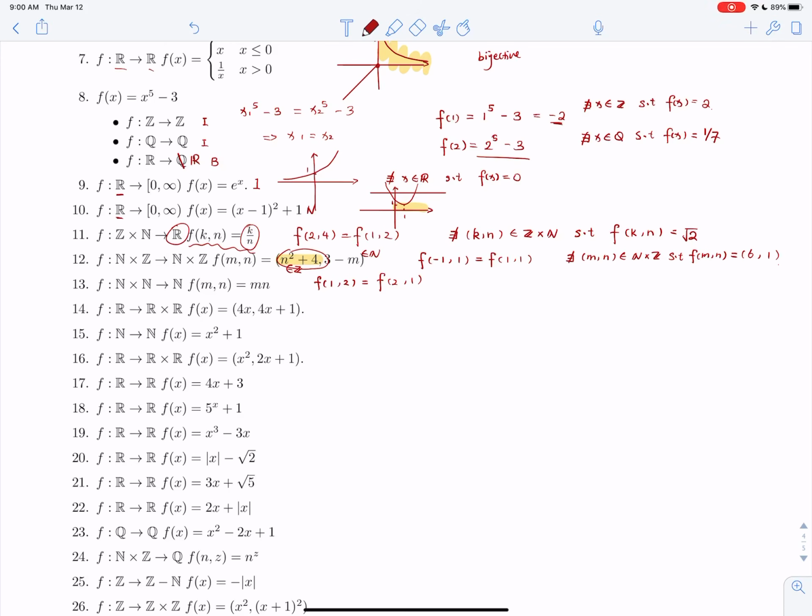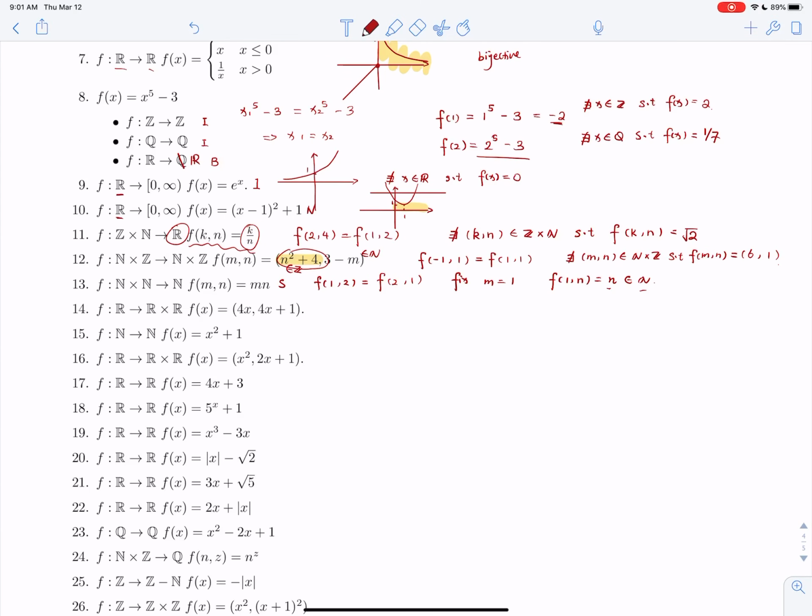Yes, it is. As we said before, we can fix m to be 1. Then f of 1, n will give you n, which is any natural number. So for any n in the natural numbers, you can find its pre-image. So this one is surjective.